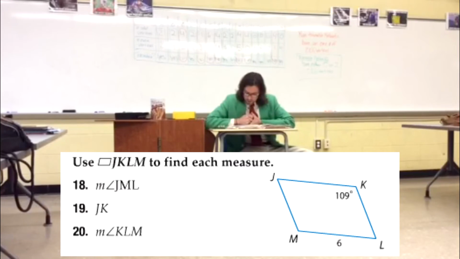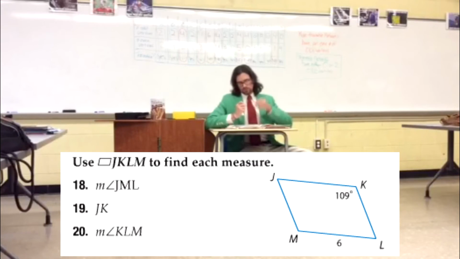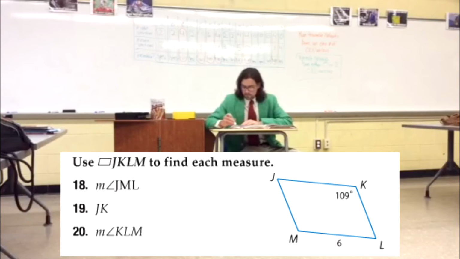Good. And number 20, KLM has a measure of 71. Jordan, why does KLM measure 71? Because the interior angles add to 360, and since two of them are 109, the other two have to be 71. That works. Is there a shorter way, Kelly, to get to 71? Adjacent angles are supplementary, so that cuts your work in half, but either way you get the point across. Good.